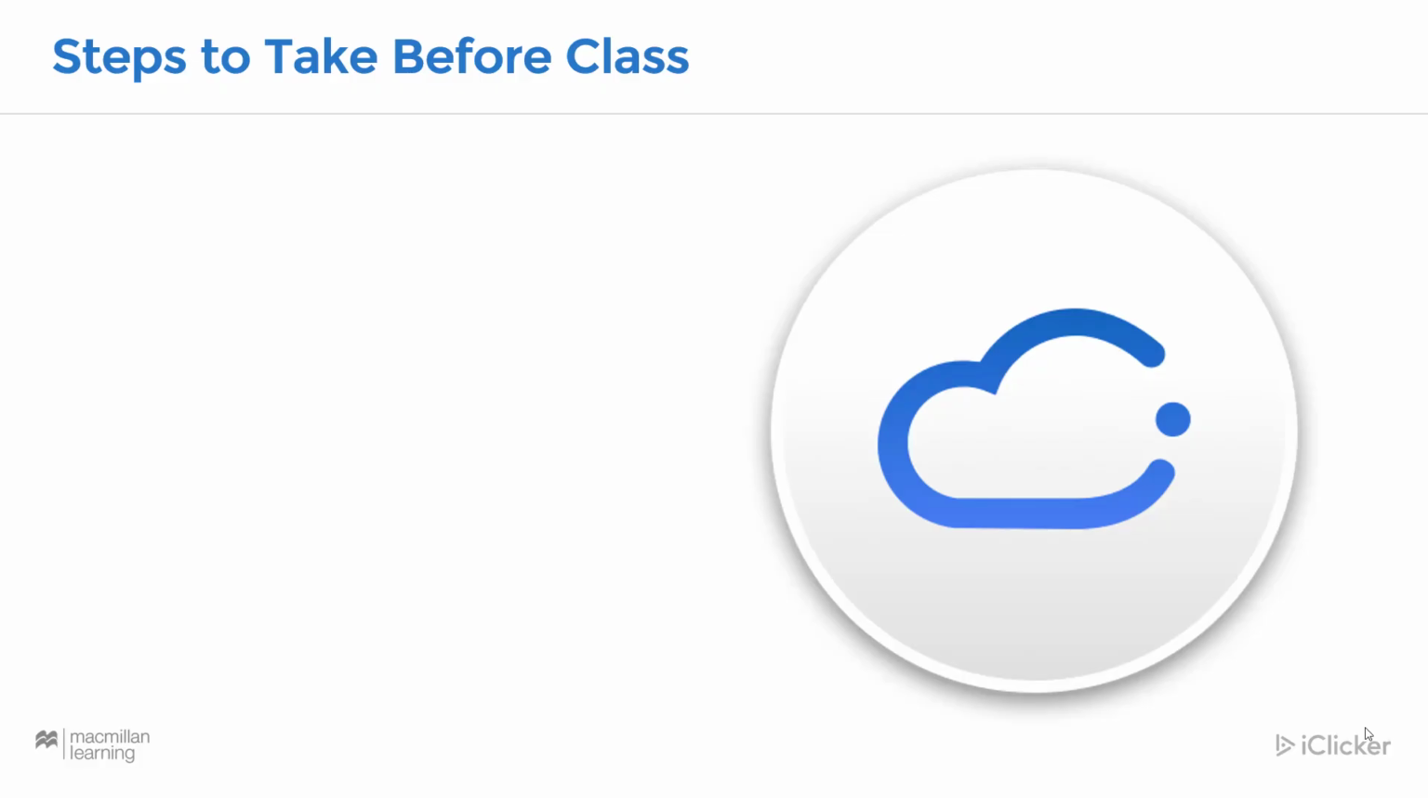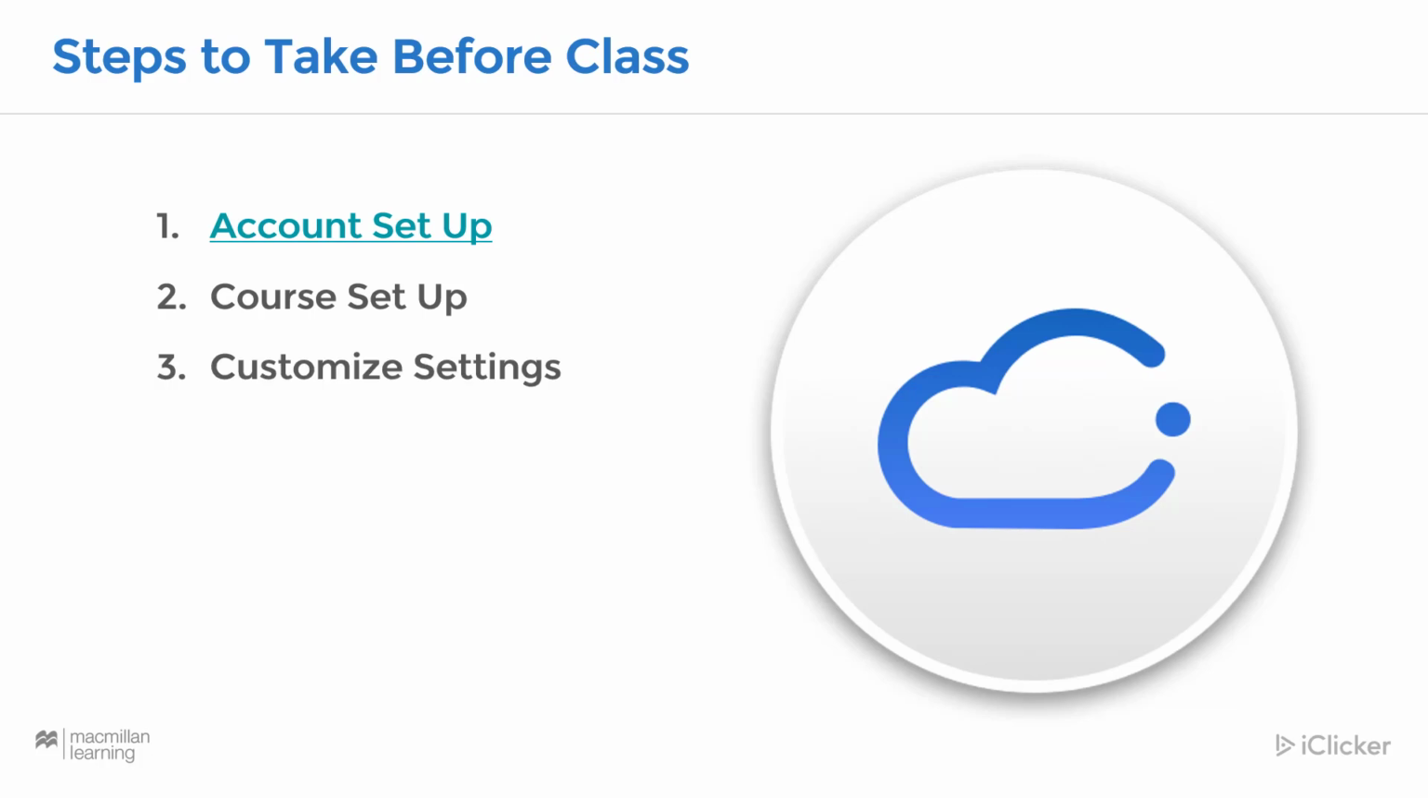Here are the steps instructors take when getting ready to use iClicker Cloud in their classes. Ideally, you would start this process after you've set up your courses in your learning management system. First, you need to set up a free iClicker Cloud instructor account. Next, set up a course in iClicker Cloud. Then make sure the settings are just the way you like. You'll also want to complete whatever steps needed to make sure that your iClicker Cloud grades appear in your learning management system's gradebook just the way you want.